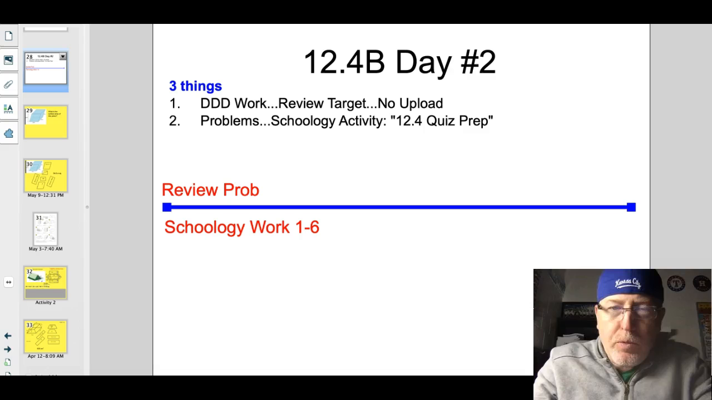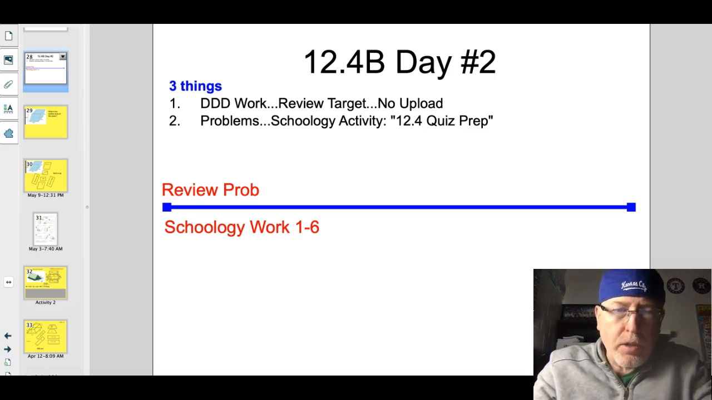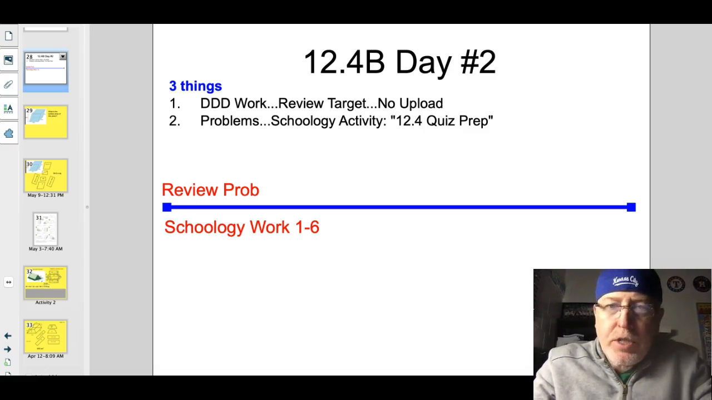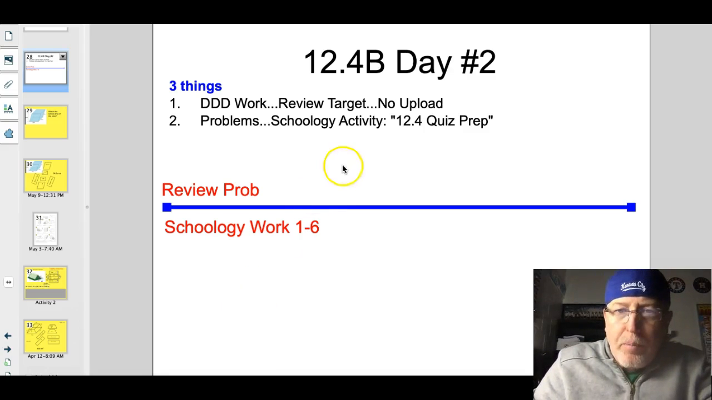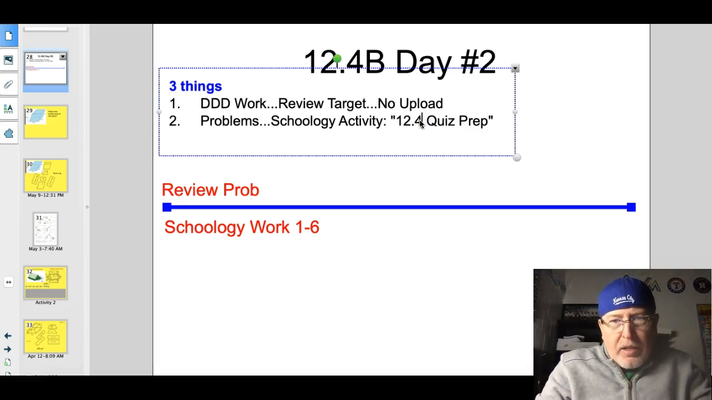We would normally be quizzing today, but I'm going to stretch this target out one more day. I know it's difficult, and we're really trying to work for mastery here. So your DDD work for today will just be one problem, a review problem. There's no need to upload that. Your primary thing you'll be doing today is working on a Schoology activity. It's called 12.4b quiz prep, and that activity will have 6 problems on it that you'll work through.